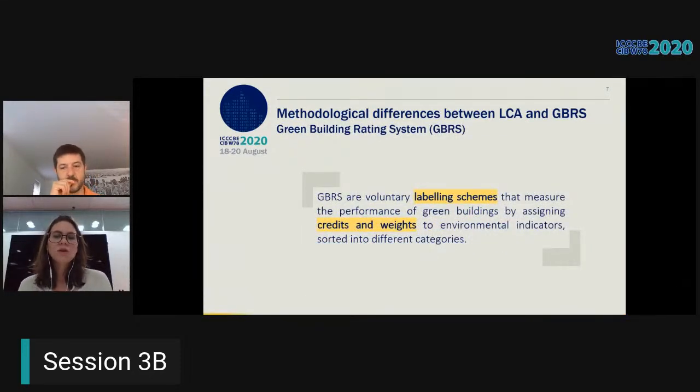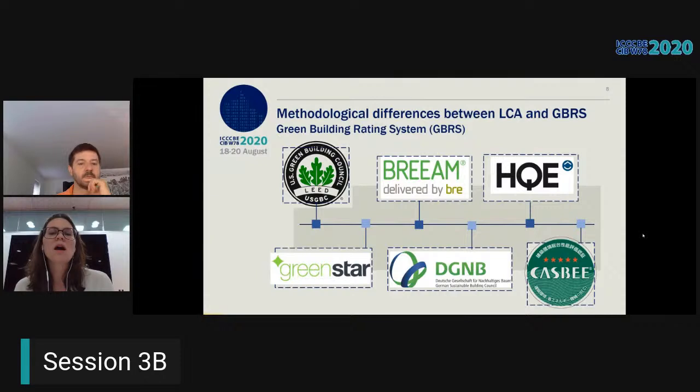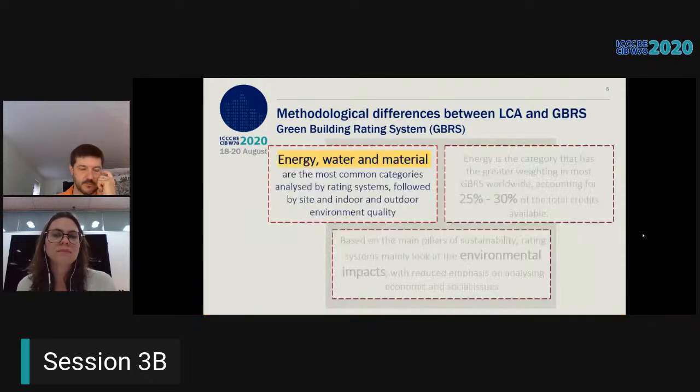buildings. And now talking about rating systems, they are voluntary labeling schemes that measure the performance of green buildings by assigning credits and weights to environmental indicators sorted into different categories. So in this study, we analyzed 6 different rating systems, and they are these ones: LEED, BREEAM, HQE, Green Star, DGNB, and CASBEE. And these rating systems, besides being well-known worldwide, are on the top list of the most cited in the Scopus database as well.